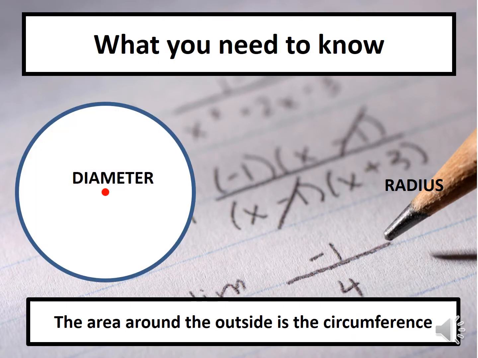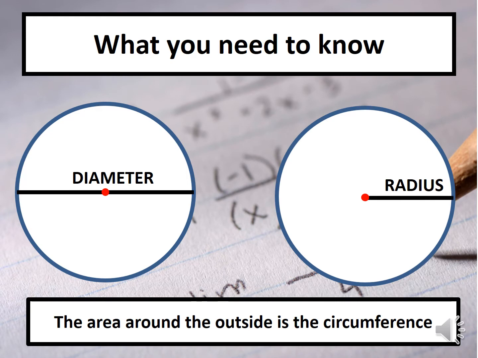Okay, so on this slide you'll see two circles, one with a radius and one with a diameter. Just to recall from last lesson, the diameter is twice the length of a radius, and a radius, from the definitions we learned last lesson, is the distance from the center of the circle to anywhere on the circumference of the circle. That is our radius.